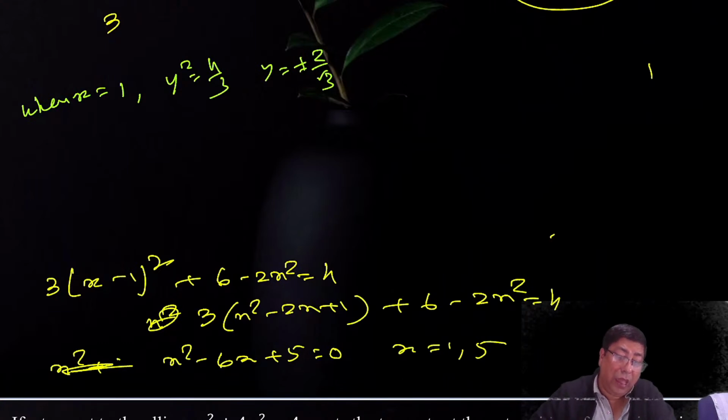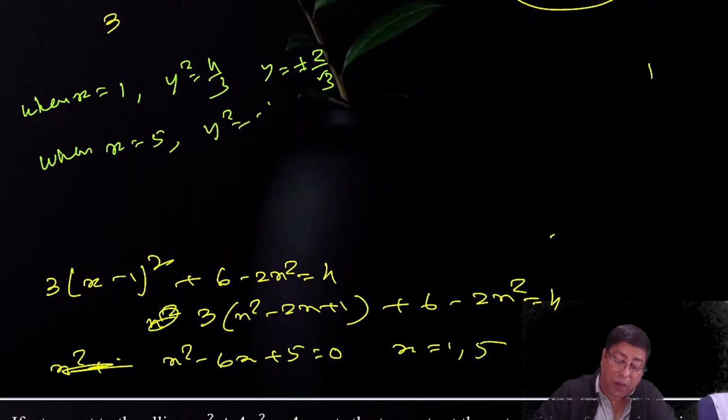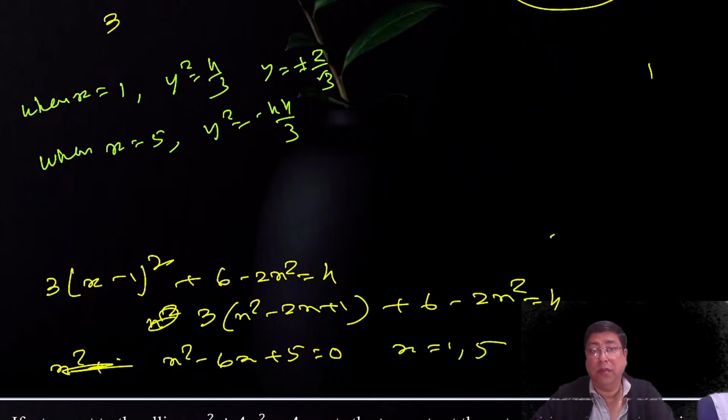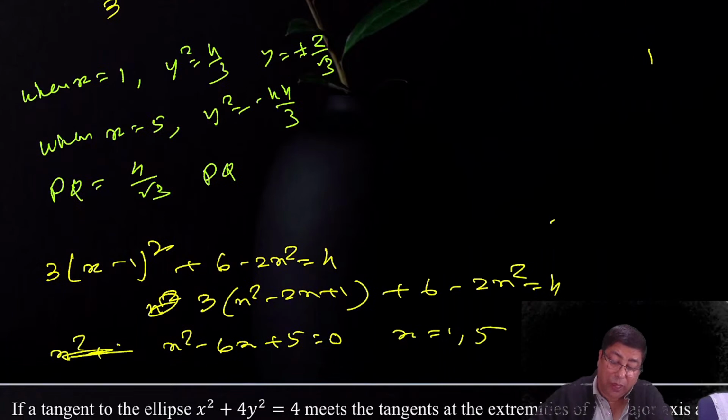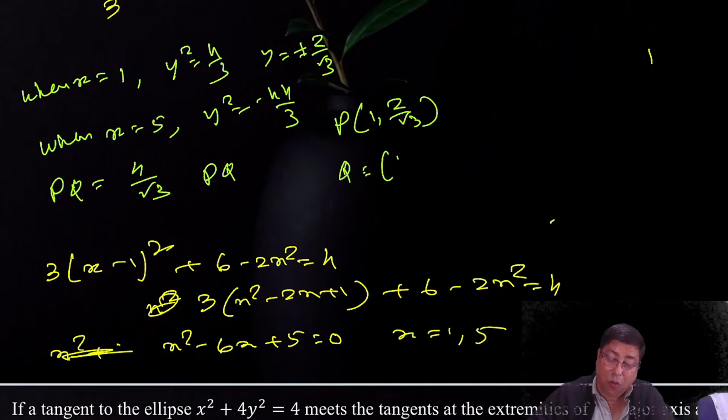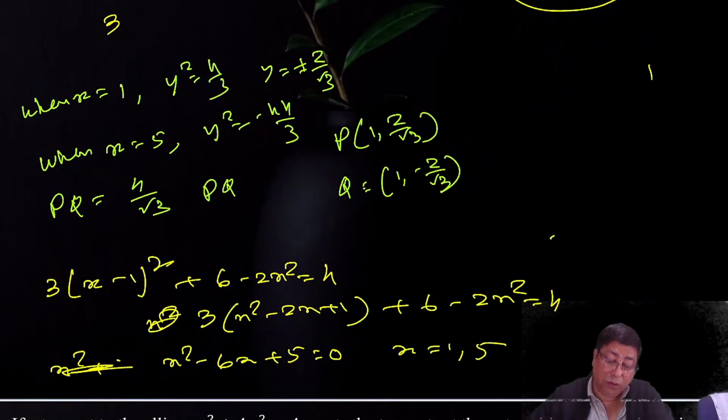And when x equal to 5, so y square equal to minus 44 by 3. Okay, so it is absurd case. Y square is negative, how it is possible? So PQ equal to 4 by root 3. So PQ square, because P point is 1 comma 2 by root 3 and Q point is 1 comma minus 2 by root 3. Okay, so 1 to same. So 4 by root 3. That is why in short, in one line we can write this. So PQ square equal to 16 by 3.